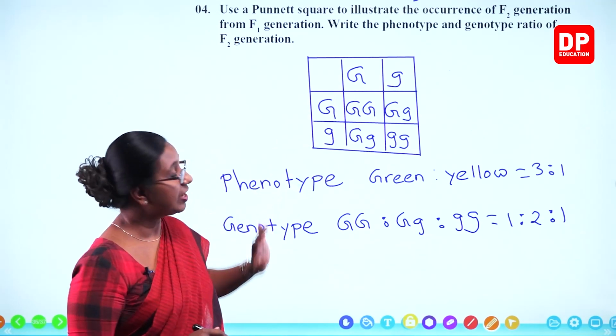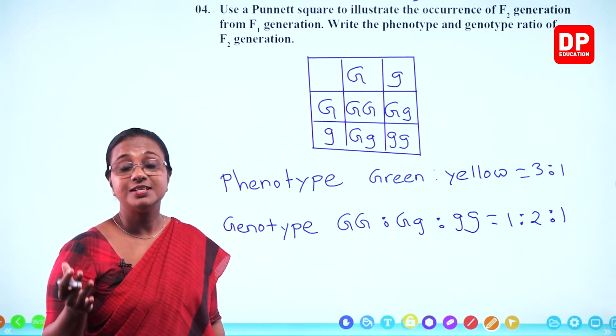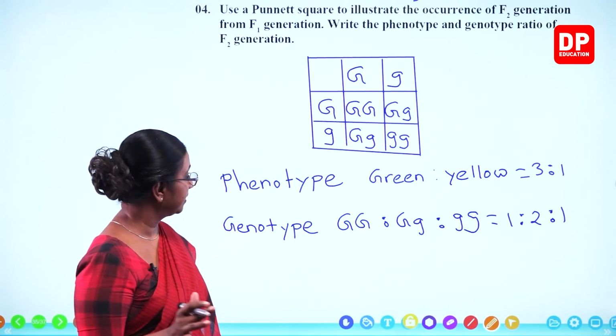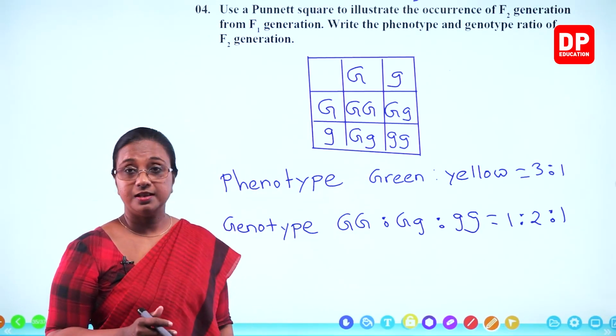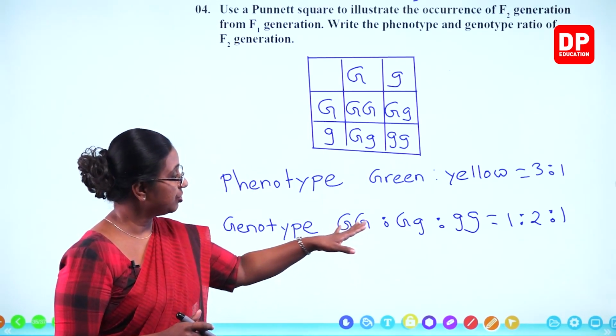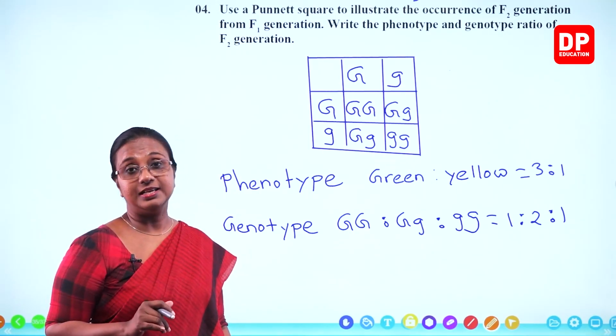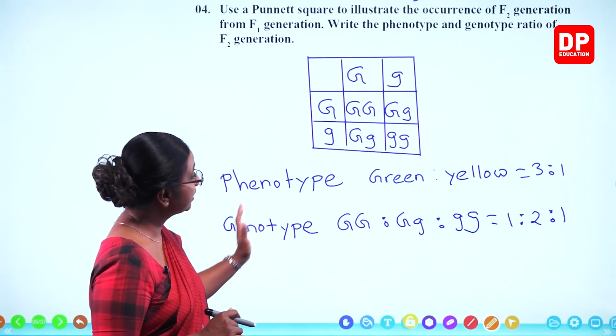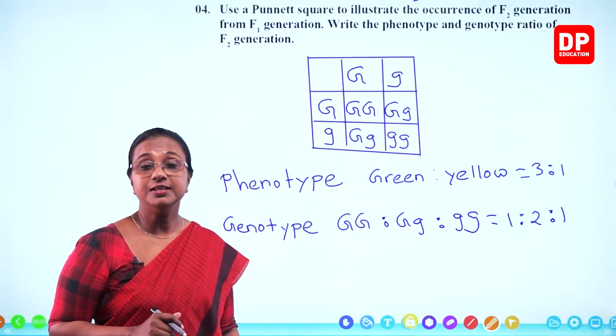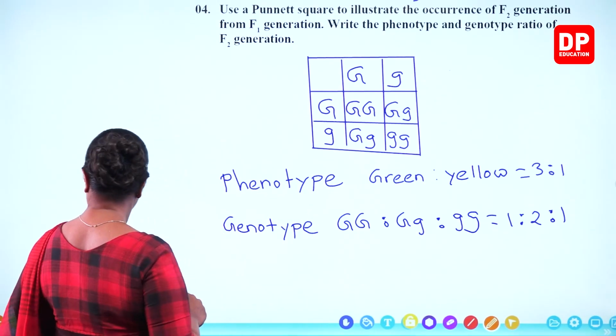But when you write it, you can always check and confirm your answer. So phenotype ratio is 3:1. Genotype ratio is 1:2:1. Is that clear, student? So then we will move on to the next question.